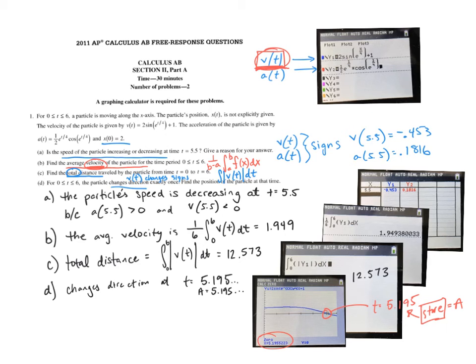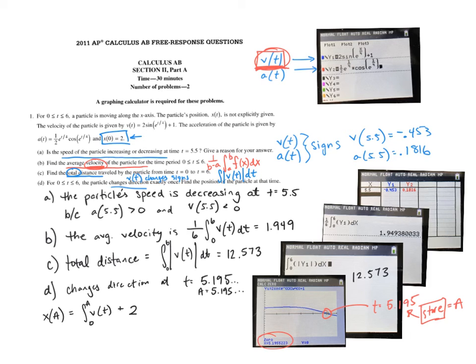So at x of A, that 5.195, the position would be the change in distance over that time period, so 0 to A, plus whatever I started at. Because I started with an initial condition up here, I started 2 units away from the origin. I've got to add that, plus the 2 units that I started away from the origin.